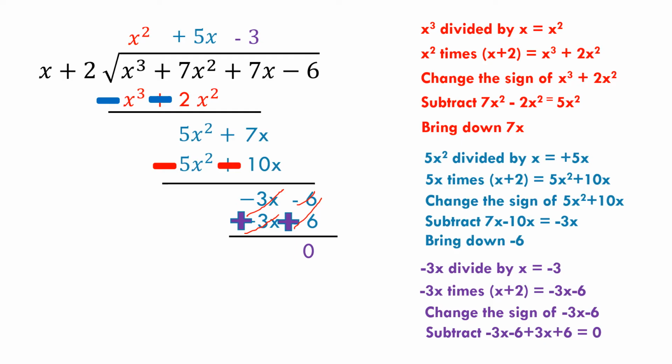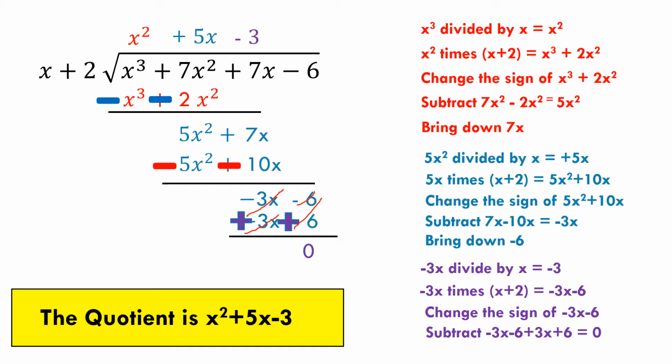Now, what's the answer in the problem earlier? So, x cubed plus 7x squared plus 7x minus 6, when you divide it by x plus 2, the quotient is x squared plus 5x minus 3.